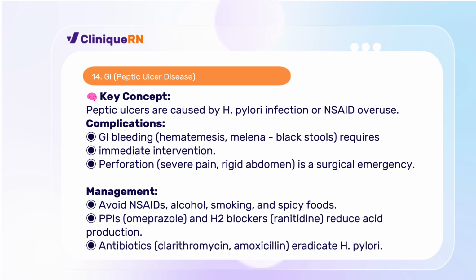Key concept: peptic ulcers are caused by H. pylori infection or NSAID overuse. Complications: GI bleeding, hematemesis, melena, black stools, requires immediate intervention. Perforation, severe pain, rigid abdomen is a surgical emergency. Management: avoid NSAIDs, alcohol, smoking, and spicy foods. PPIs, omeprazole, and H2 blockers, ranitidine, reduce acid production. Antibiotics, clarithromycin, amoxicillin, eradicate H. pylori.